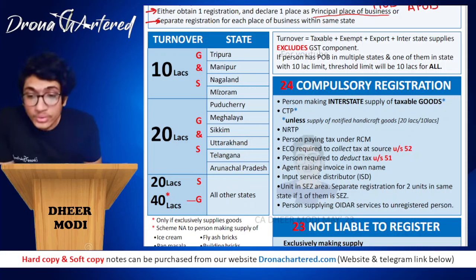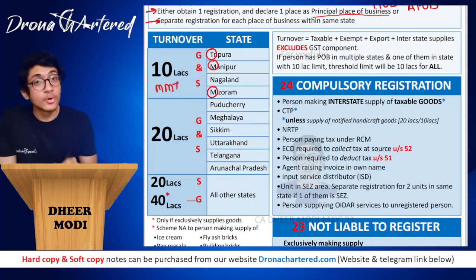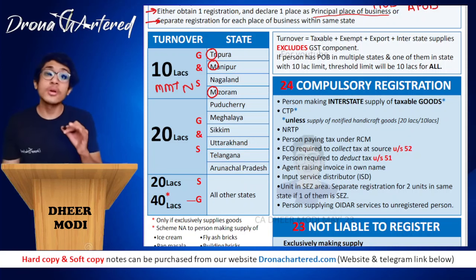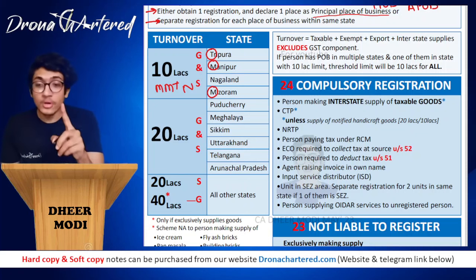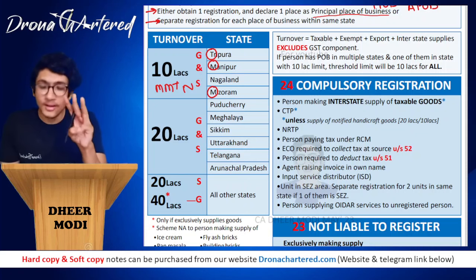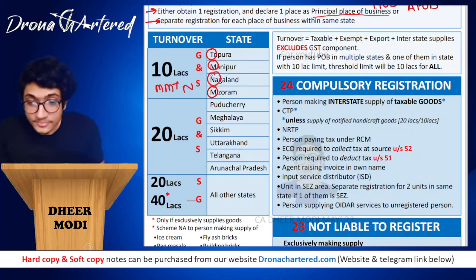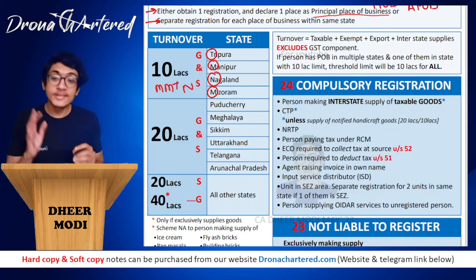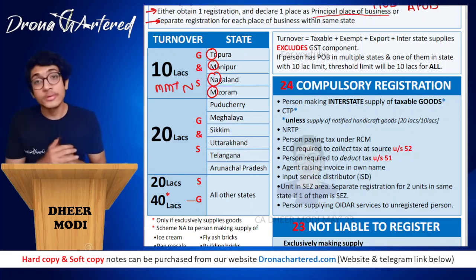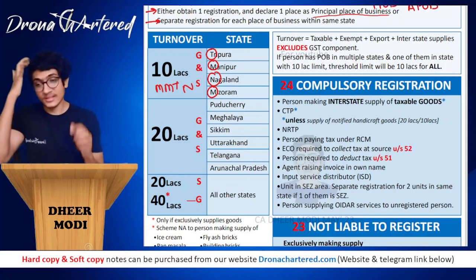How do you do this? M for Mizoram, M for Manipur, and T for Tripura. So: make my trip. MMT, make my trip now. That is your Nagaland. This is how you will learn this. M for Manipur, M for Mizoram, T for Tripura, and N for Nagaland. Got it? If in these states you have your business and your turnover exceeds 10 lakh rupees, then you have to take registration.